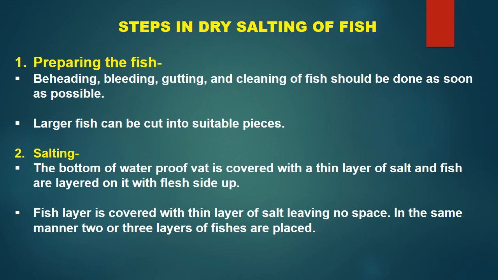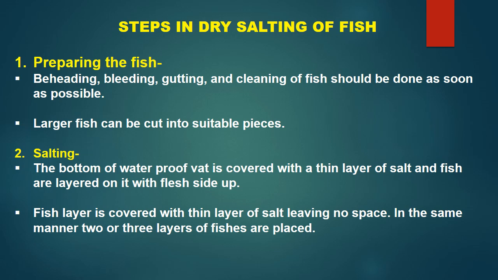Now we will discuss the detailed steps in dry salting of fish. The first step is preparing the fish. So first there is beheading, that is removing the head and bleeding, followed by gutting, that is removing all the visceral part by opening the abdominal cavity, and then cleaning of fish should be done as soon as possible. Larger fish can be cut into suitable pieces. Like I mentioned earlier, we can open it from the top and the abdominal part will be connected. That helps in better application of salt.